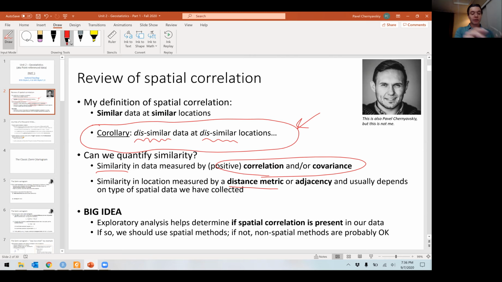So the big idea, and I alluded to this a little bit in the first unit, is you collect data across space, and then you fit your usual regression model. The first step is to take a look at what the residuals from that simple regression model produce. You will be determining, using exploratory data analysis, if there is spatial correlation present in your data, but data is going to be more like residuals from a regression model.